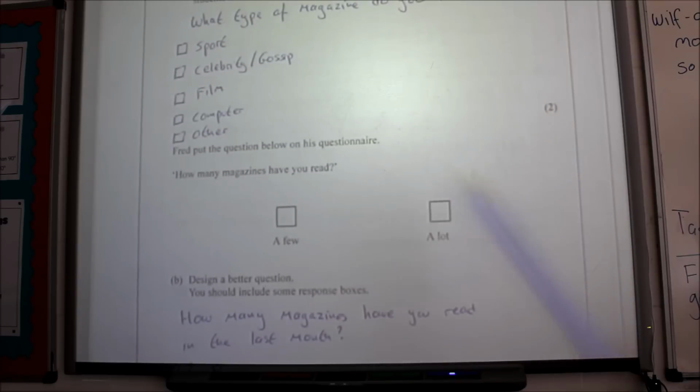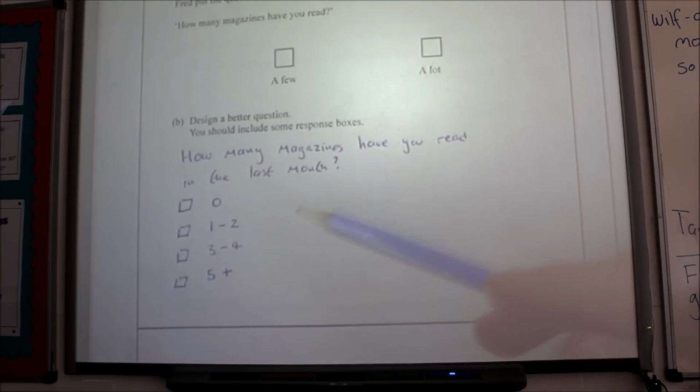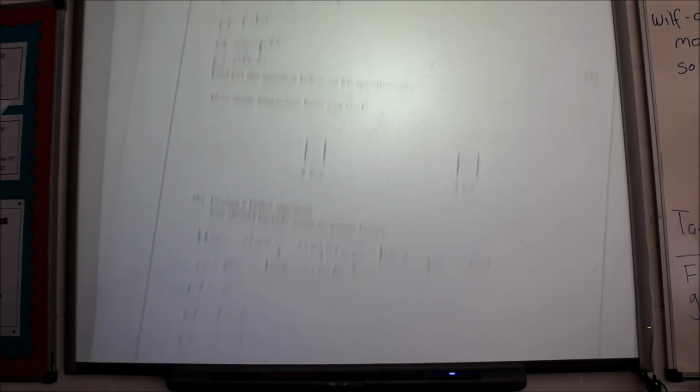Fred puts the question below into a questionnaire. How many magazines have you read? A few and a lot. Design a better question. Okay, how many magazines have you read in the last month? Again, giving a time scale. The option boxes don't overlap, and I've got one for 5+, so that covers all the boxes there.